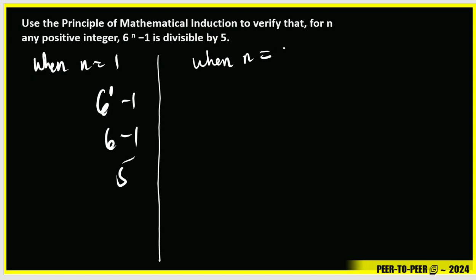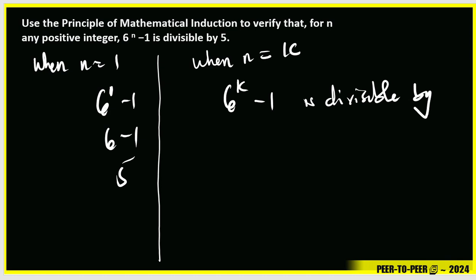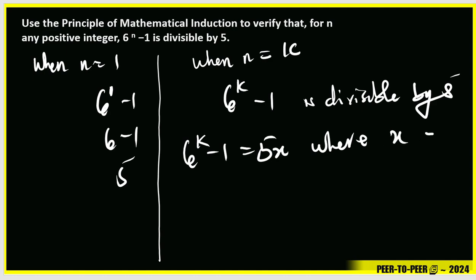When n is equal to k, that will be 6 raised to the power k minus 1. And since this is a hypothesis, we don't argue, we accept that it's divisible by 5. And how do we write it using a mathematical equation? That will be 6 raised to the power k minus 1 is equal to 5x, where x is a natural number.